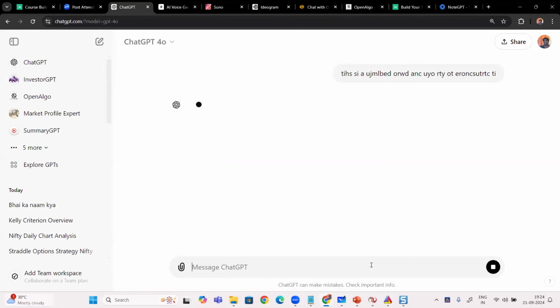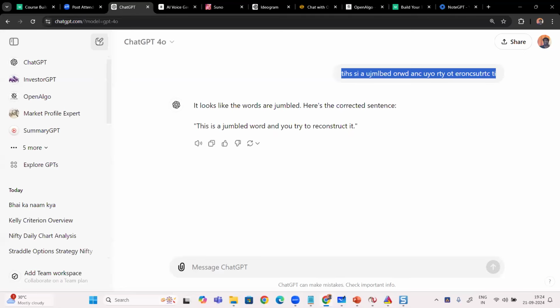Maybe there is some issue with this. Sometimes the traffic will be pretty high. So let's say I'll open another one and paste the same content. It got stuck. Yeah, so it looks like the words are jumbled.